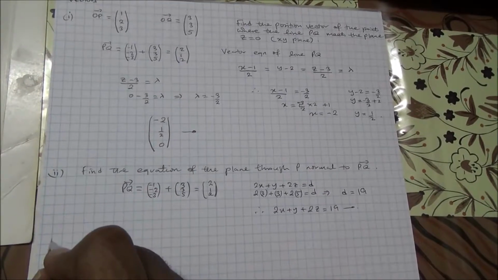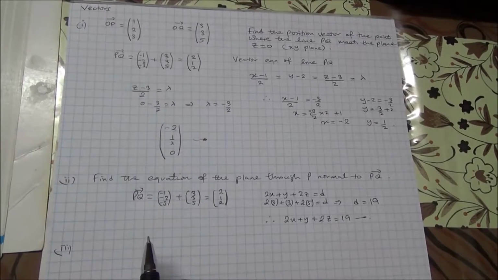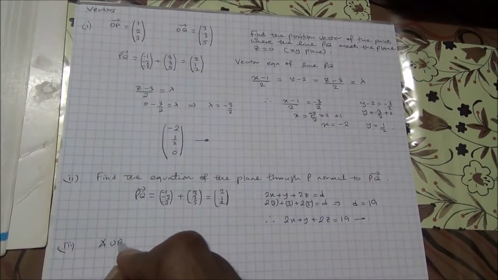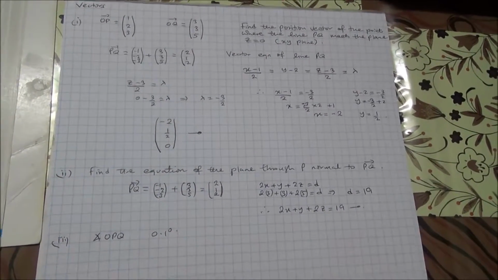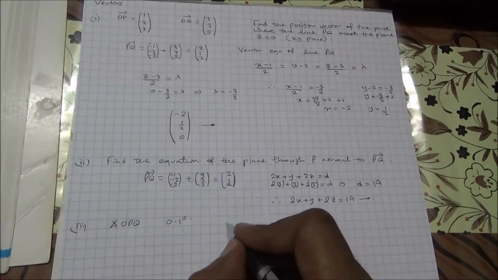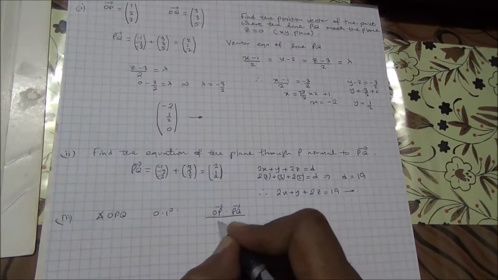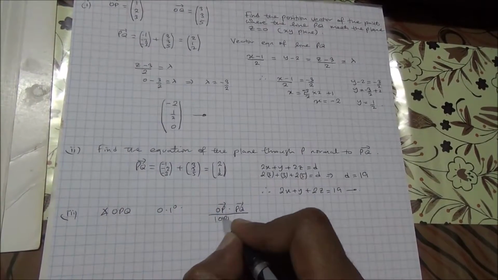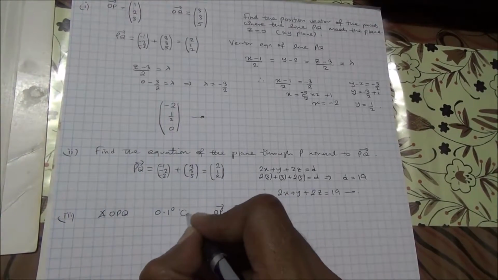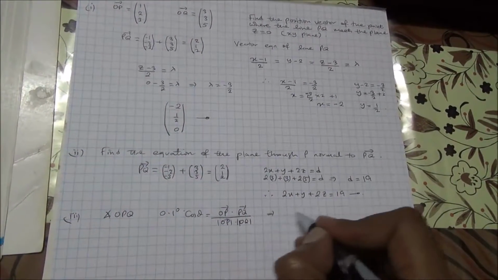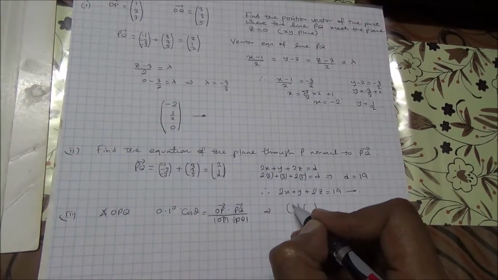Now for the third part, we have to find the angle OPQ, giving our answer correct to 0.1 degrees. Now, for OPQ, we use vector OP dot vector PQ, all divided by the magnitude of OP times the magnitude of PQ, and that's going to be equal to cos theta. Therefore OP is, as given in the question, (1, 2, 3).